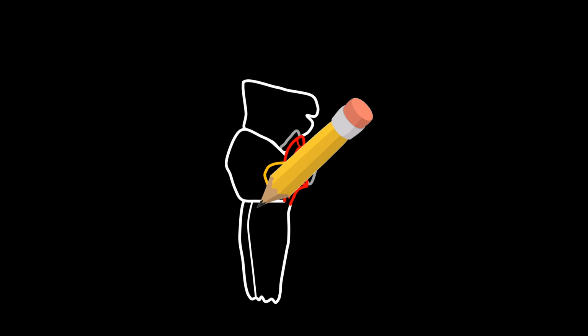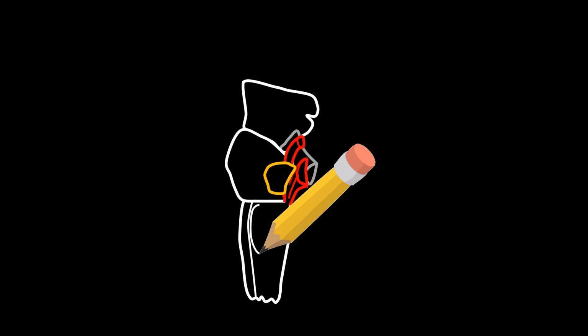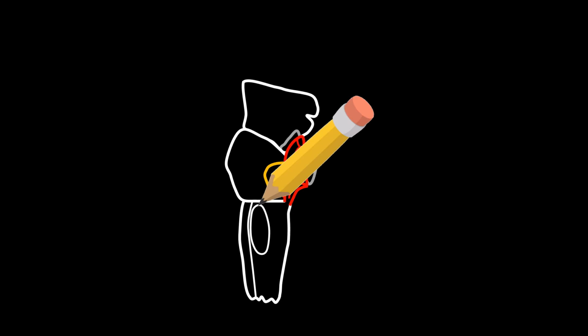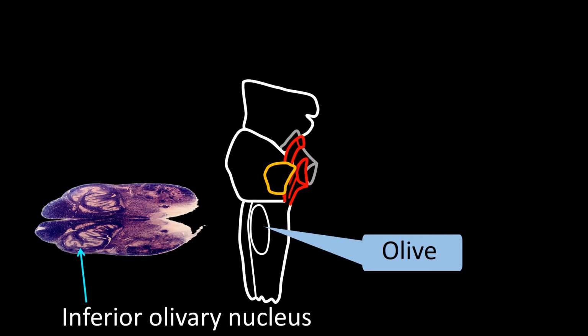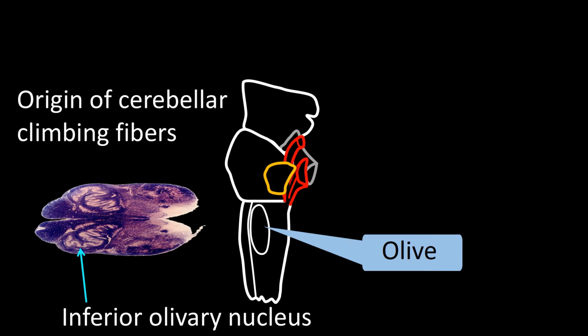Now, a short distance behind, draw a semicircular line as I have done, and then complete an oval structure. This structure is called the olive. It harbors the inferior olivary nucleus and its accessory nuclei. The inferior olivary nucleus is the origin of the cerebellar climbing fibers.